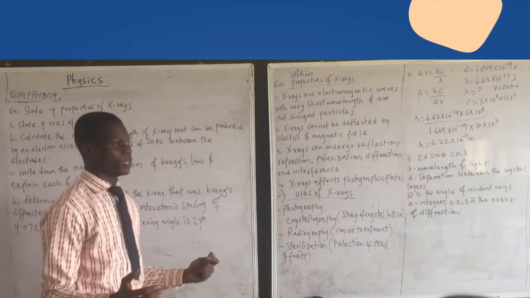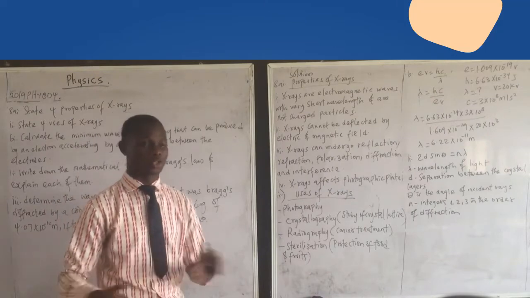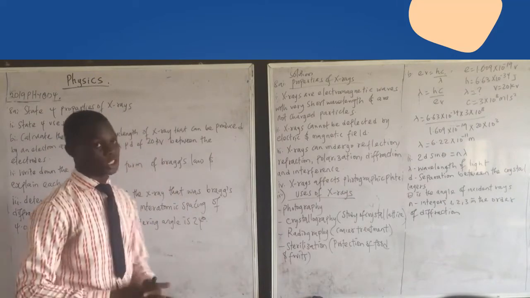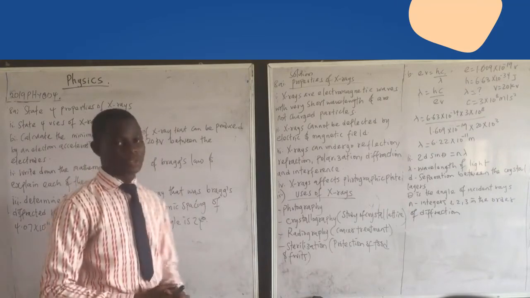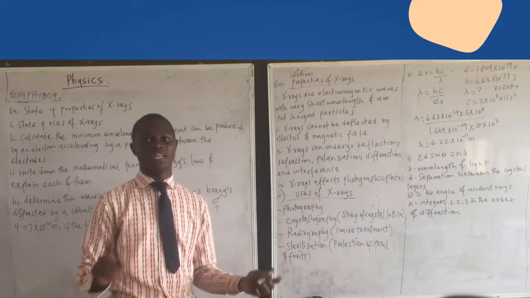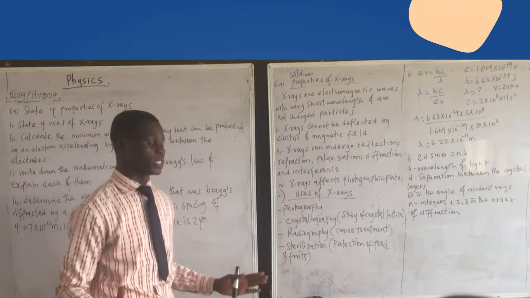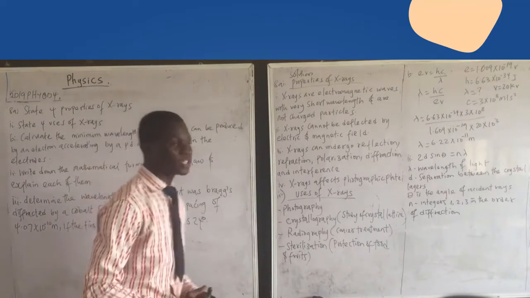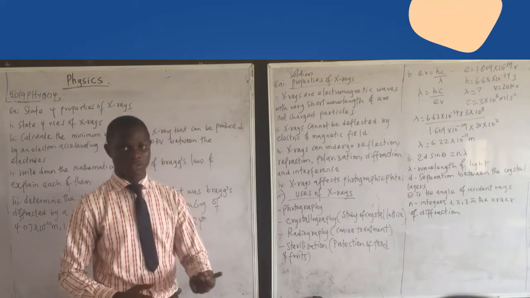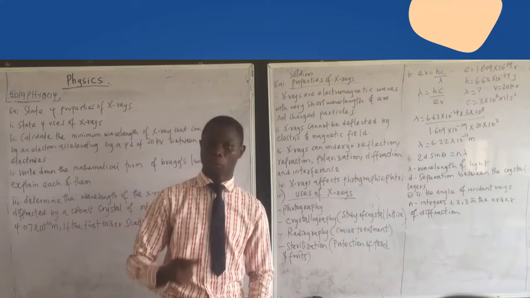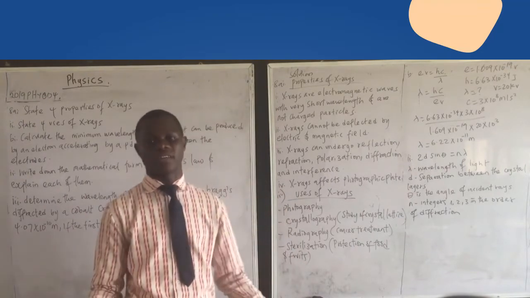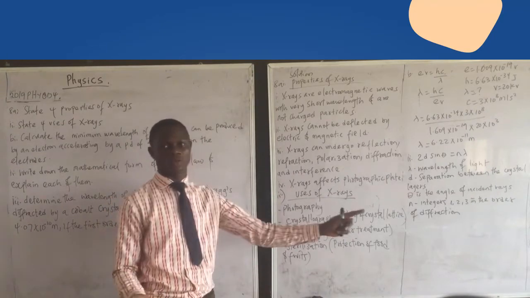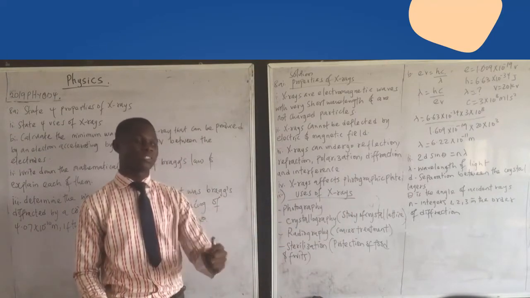X-rays usually have short wavelengths and are not charged particles. Number 2, X-rays cannot be deflected by electric and magnetic fields. Very simple and straightforward. Number 3, X-rays can undergo reflection, refraction, polarization, diffraction, and even interference. So everything I've mentioned are properties of waves.